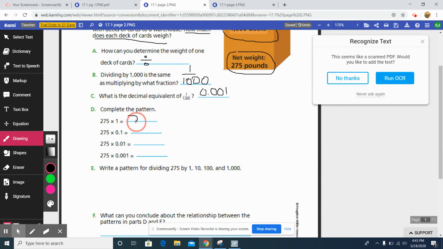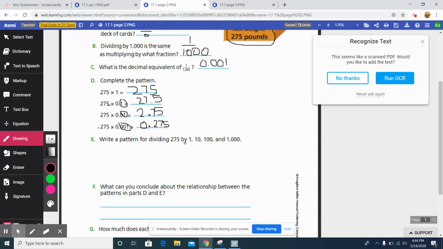Okay? So it wants us to complete the pattern. 275 times 1 is 275. 275 times, oh, well, we just did this chapter, right? How do we move our decimal? It's 1 behind the decimal, so we're going to move it 1 to the left. Okay, 2 digits behind the decimal, so we're going to move it 2 to the left. You guys see those decimals? And 3 behind the decimal, so we're going to go 1, 2, 3. Maybe my mouse writing will get better by the end of this 6 weeks.